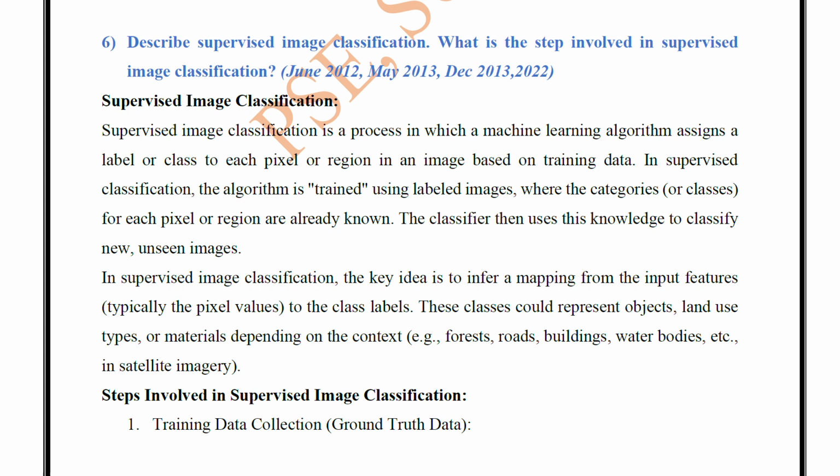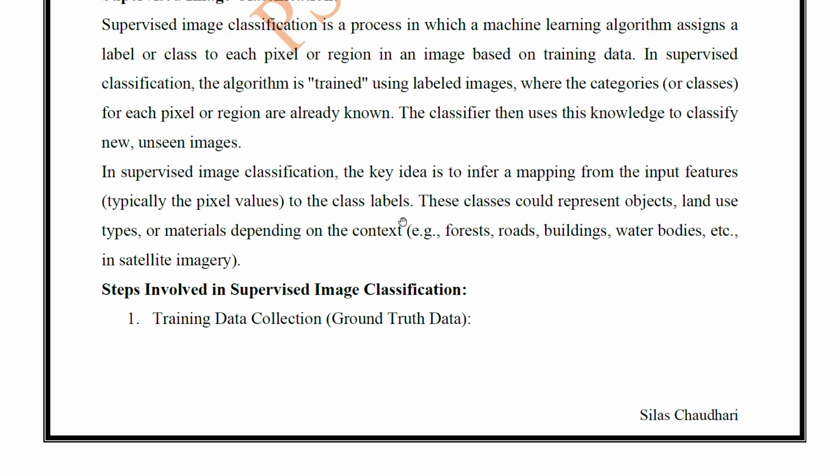In supervised image classification, the key idea is to infer a mapping from the input features, typically the pixel values, to the class labels. These classes could represent objects, land use types, or materials depending on the context. Example: forest, roads, buildings, water bodies, etc. in satellite imagery. Now, what are the steps involved in supervised classification?